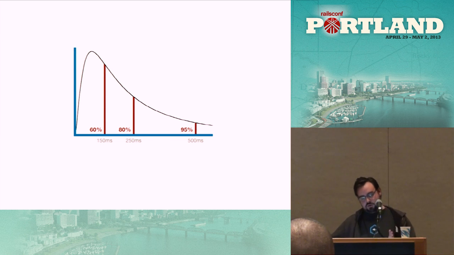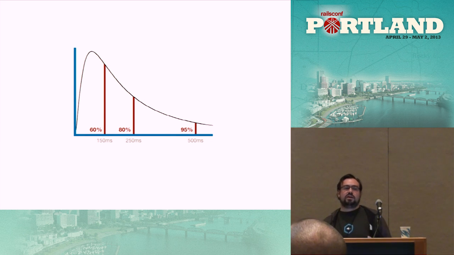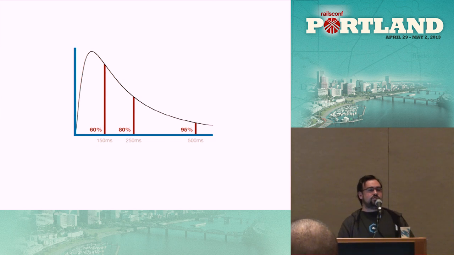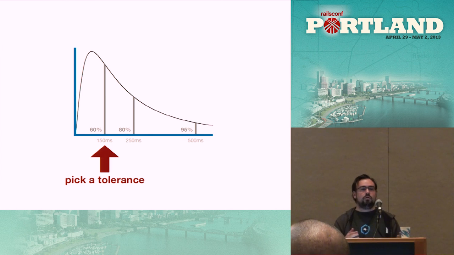You get to a point where you have this very unintuitive group of requests that are hundreds and hundreds of milliseconds to the right of your mean, and that make up something like approaching 95, 96, 97, 99% of all your requests. So the way I imagine you should deal with this is you should pick a tolerance, like I am happy with 150 milliseconds, and then you should optimize to the right.